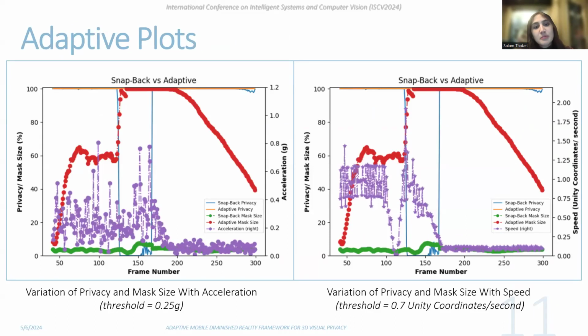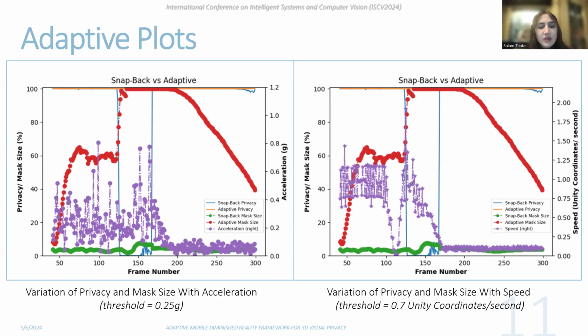These plots show how the snapback privacy, the adaptive privacy, and mask sizes vary with instantaneous acceleration and speed for one of the sample runs, where the camera was moving slowly at certain frames and fast at other frames around a private object. The plots clearly show how the adaptive mask size increases sharply, or multiplicatively, when any of the aforementioned speed and acceleration thresholds are bypassed, and how it decreases slowly, or additively, when none of the thresholds are exceeded.